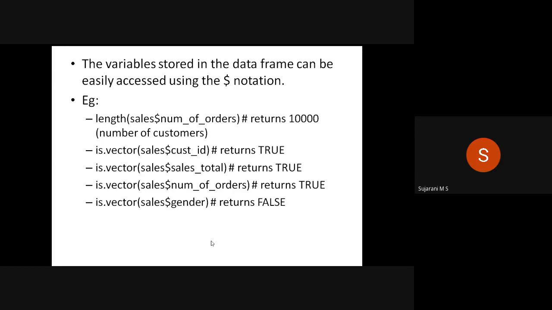For all of these, custody, total number of sales, number of orders, all are vectors except gender. Gender is another type of data, called a factor. It will be explained in the next slide. Okay, clear? A data frame is simply a collection of all types of data, and for accessing a particular data from a data frame, we can use a dollar symbol. That is explained over here.